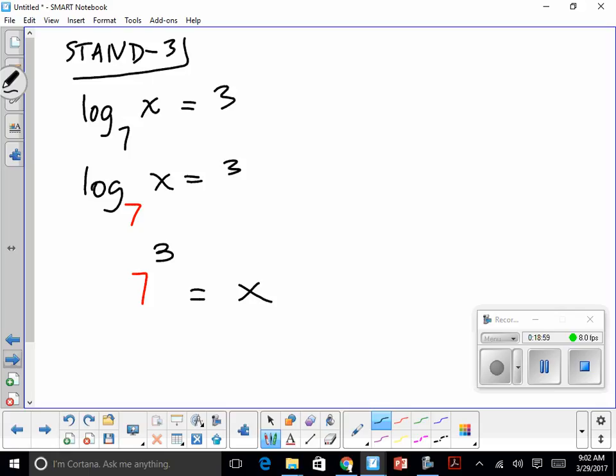So do me a favor. In your calculators, do 7. The caret symbol is right below the clear button.